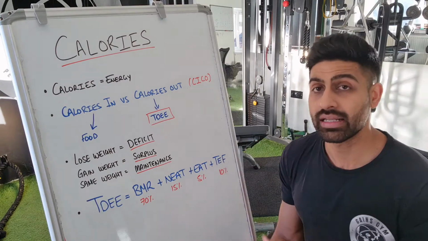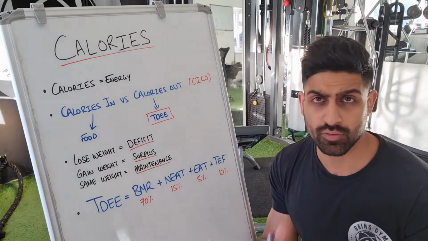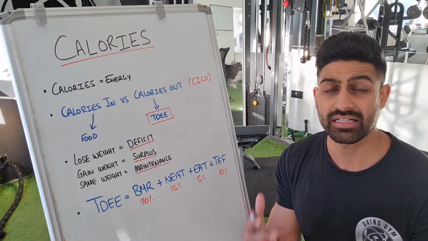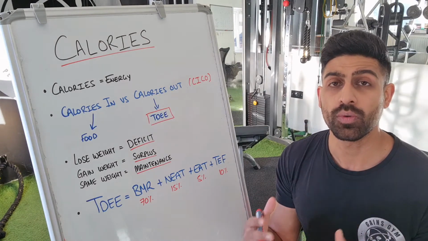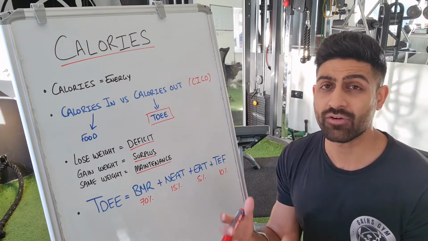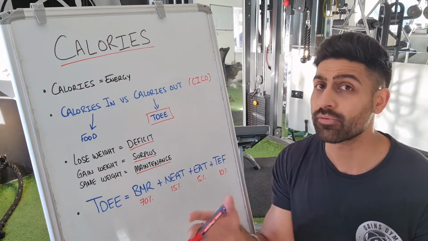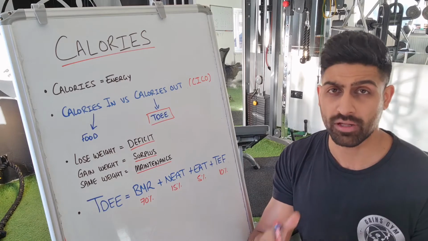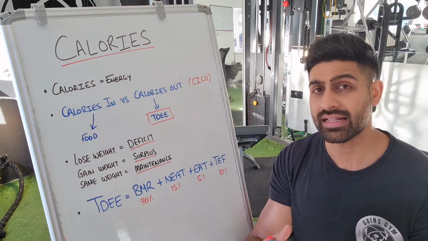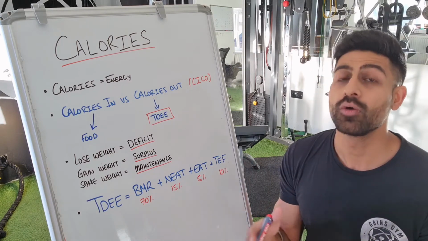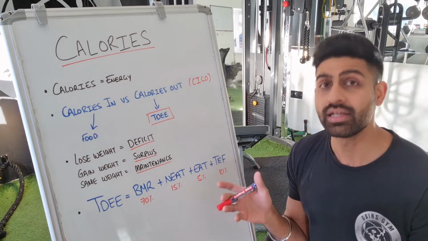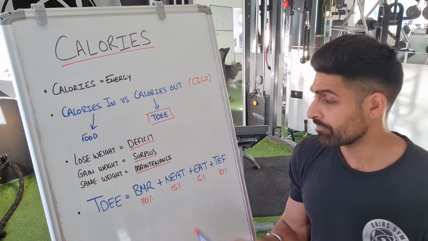And then finally, we have your thermic effect of food, which is at 10% of the equation. And this basically means your body will burn a different amount of calories digesting different types of food. So, for example, protein has a higher thermic effect of food than fats or carbohydrates, meaning your body is going to burn more calories trying to digest protein than fats or carbs.